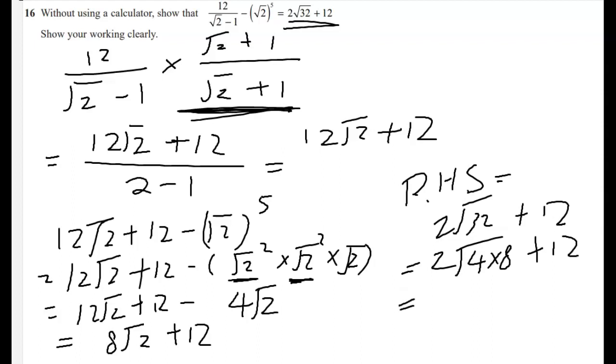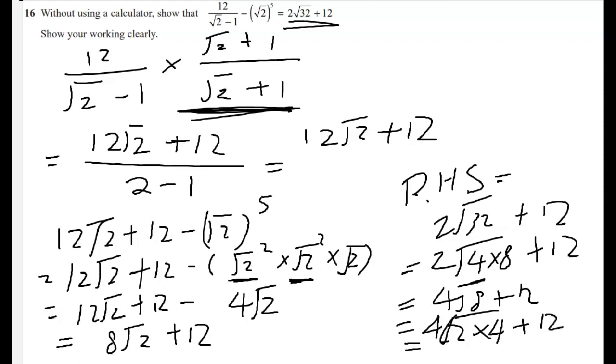So now we can root this, so now it becomes 4 root 8 plus 12. But still, not exactly the same, because the 8 can be further dissected into 2 times 4 plus 12. Eventually, this root will become 8 root 2 plus 12. So I actually managed to prove that the left-hand side equals the right-hand side.